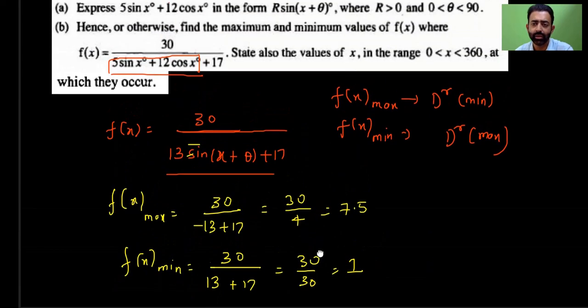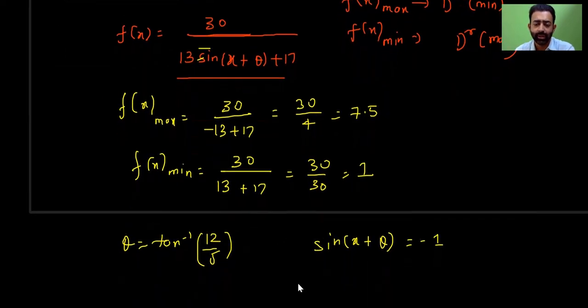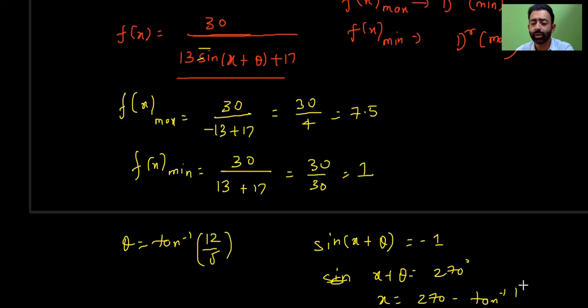And you can see the range of x values also, right? -π/2 means 3π/2 or 270 degrees. So this x plus theta will actually be 270 degrees. So x is 270 minus tan inverse 12 by 5, as the value of theta is tan inverse 12 by 5. And between 0 to 360 degrees, sine is -1 at only one value, which is 270 degrees. So at x equal to 270 minus tan inverse 12 by 5, sine remains minimum, that means f(x) is maximum.